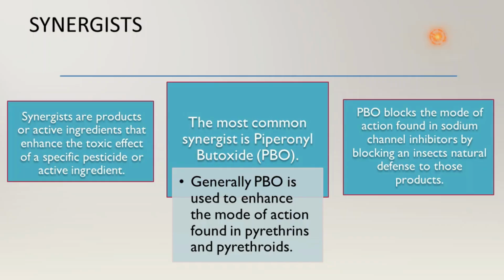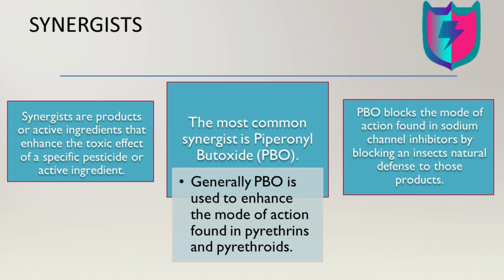Synergist. Synergists are products or active ingredients that enhance the toxic effect of a specific pesticide or active ingredient. The most common synergist is piperonyl butoxide, PBO. Generally, PBO is used to enhance the mode of action found in pyrethrins and pyrethroids.